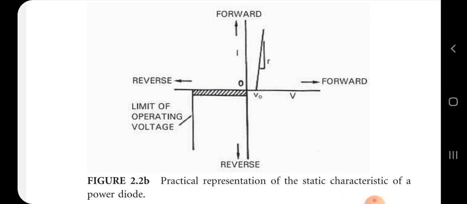So, what is the meaning of VI characteristics? VI is indicating the voltage and current. V means voltage and I is a current. This VI characteristics can be represented with the help of the graph.